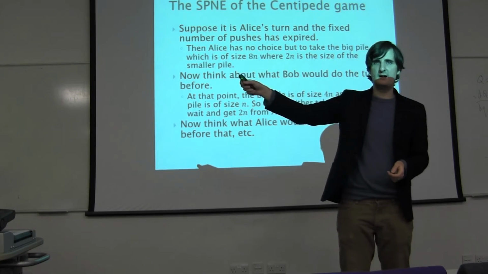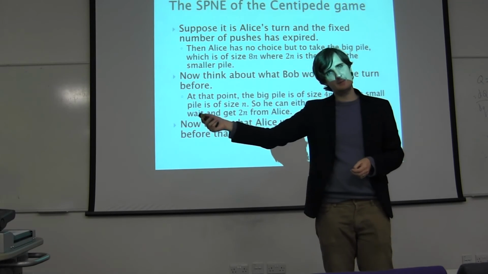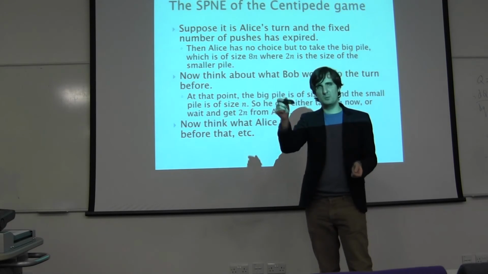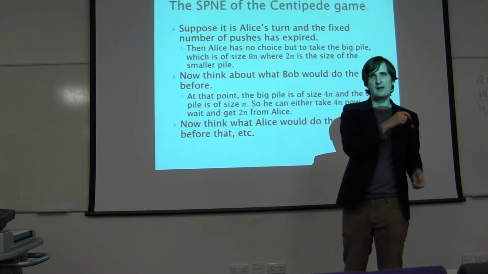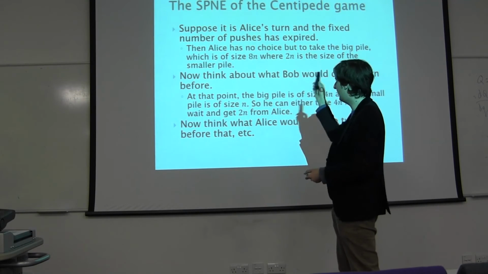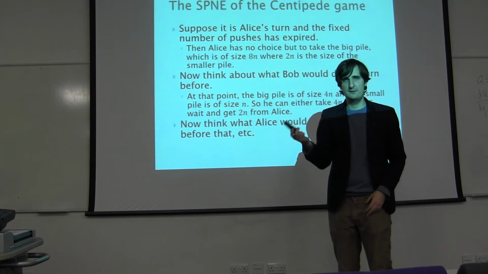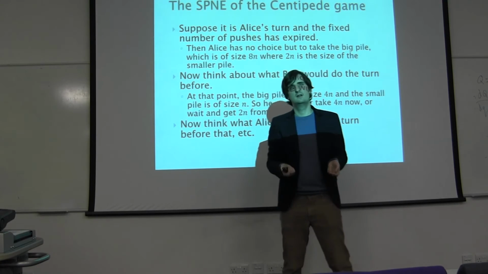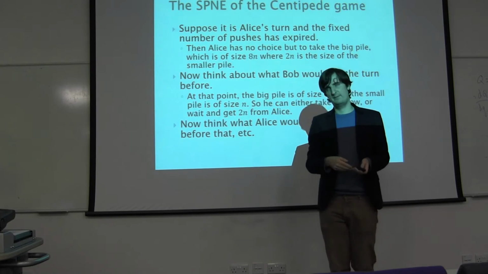Okay, so you start by working out what happens at the end of the game, and then you run backwards in time, and you can work out what should happen in every period of the game. And what you find with this game, you run backwards, you find that people should take the money in the first period, okay, which is what we saw when we played it the first time.